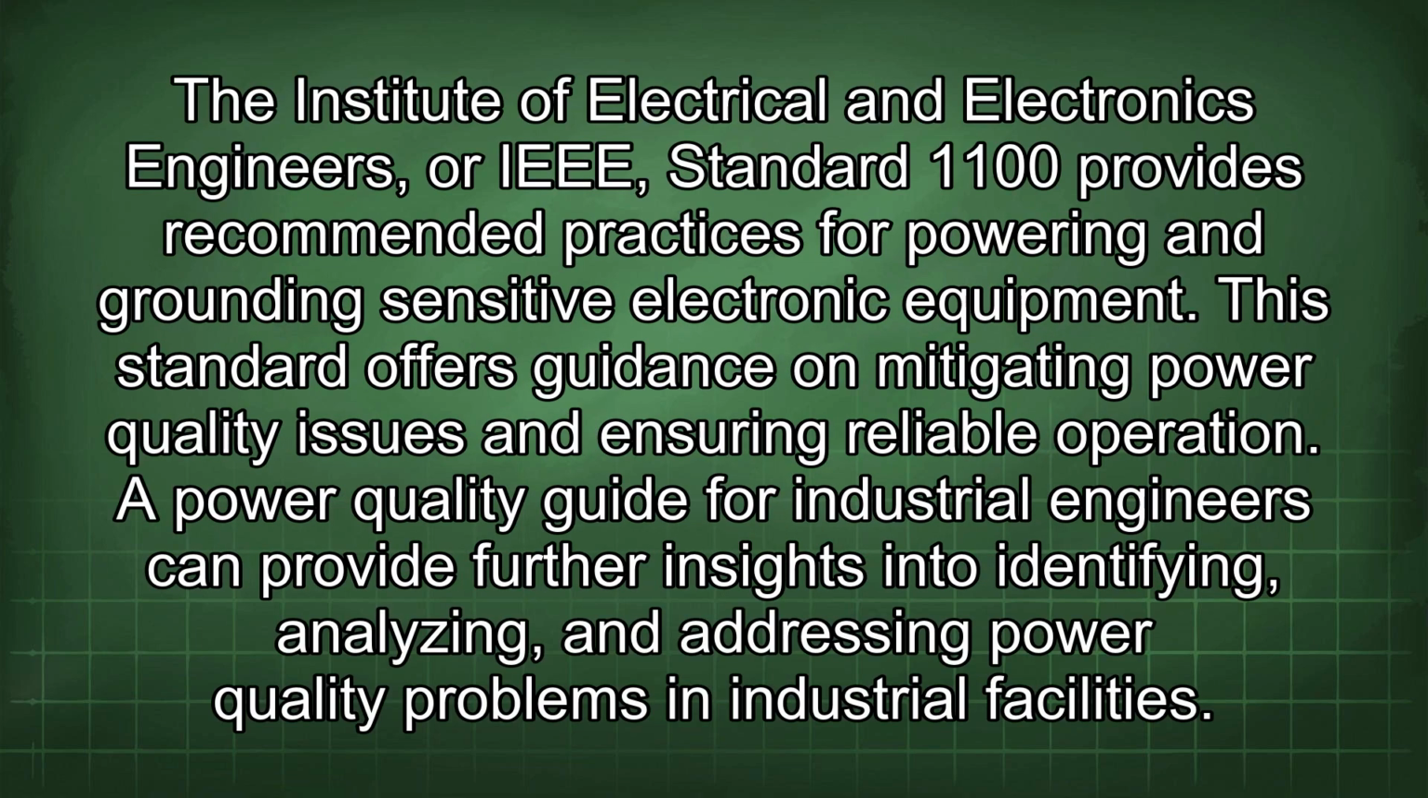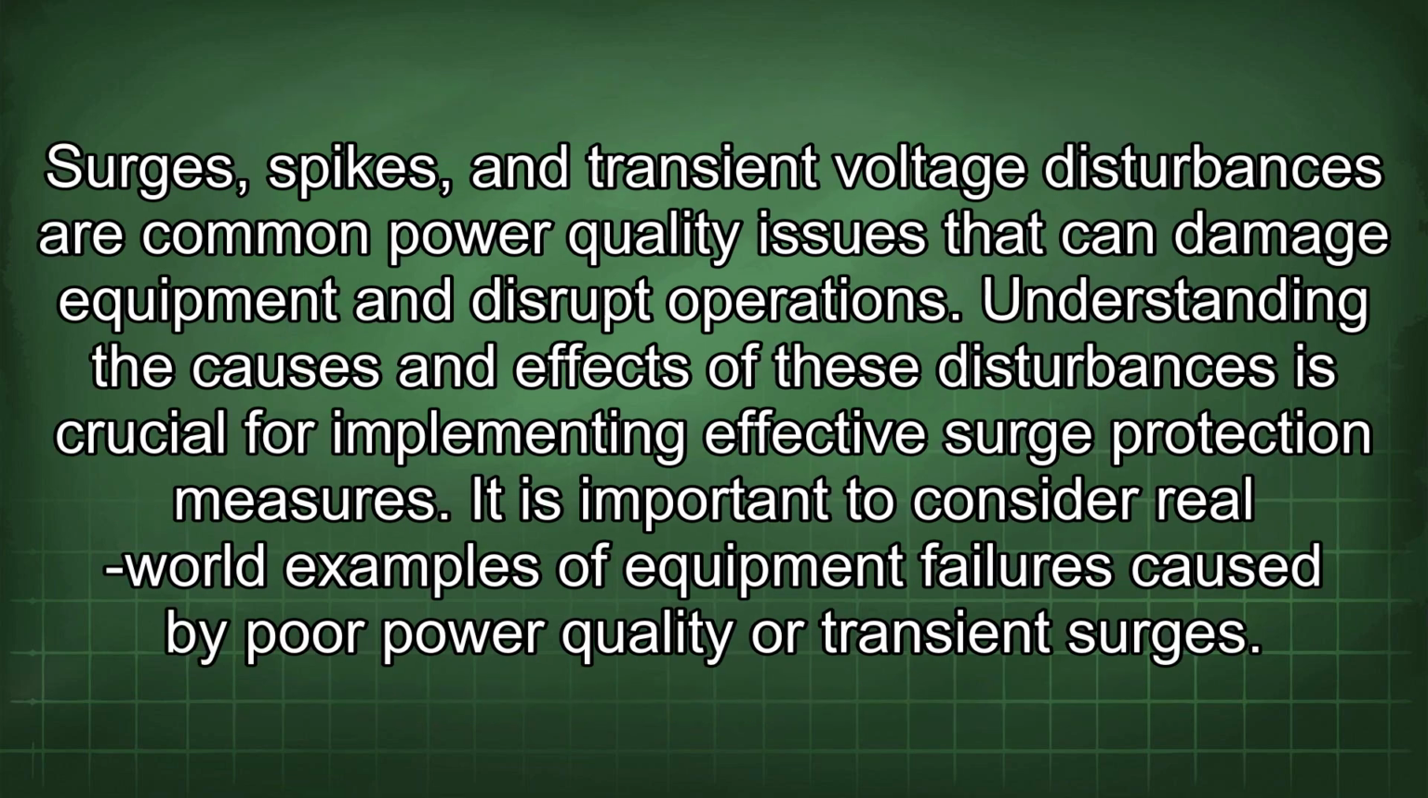The Institute of Electrical and Electronics Engineers, or IEEE, Standard 1100 provides recommended practices for powering and grounding sensitive electronic equipment. This standard offers guidance on mitigating power quality issues and ensuring reliable operation. A power quality guide for industrial engineers can provide further insights into identifying, analyzing, and addressing power quality problems in industrial facilities. Surges, spikes, and transient voltage disturbances are common power quality issues that can damage equipment and disrupt operations. Understanding the causes and effects of these disturbances is crucial for implementing effective surge protection measures.